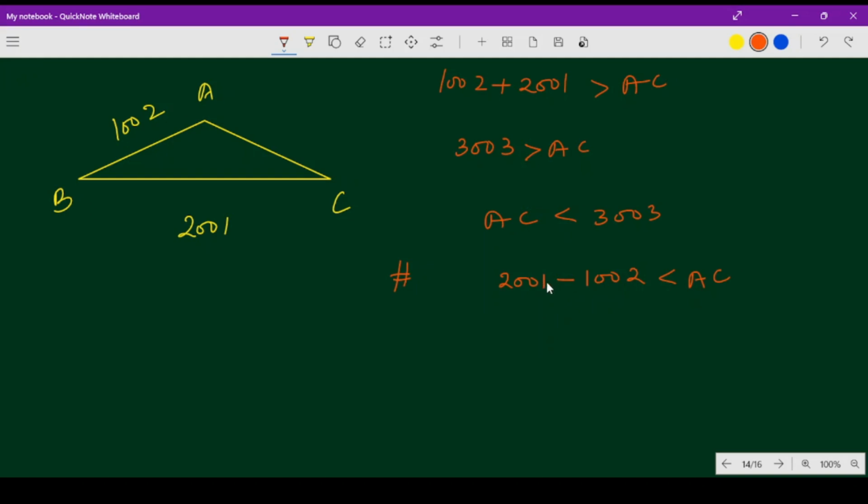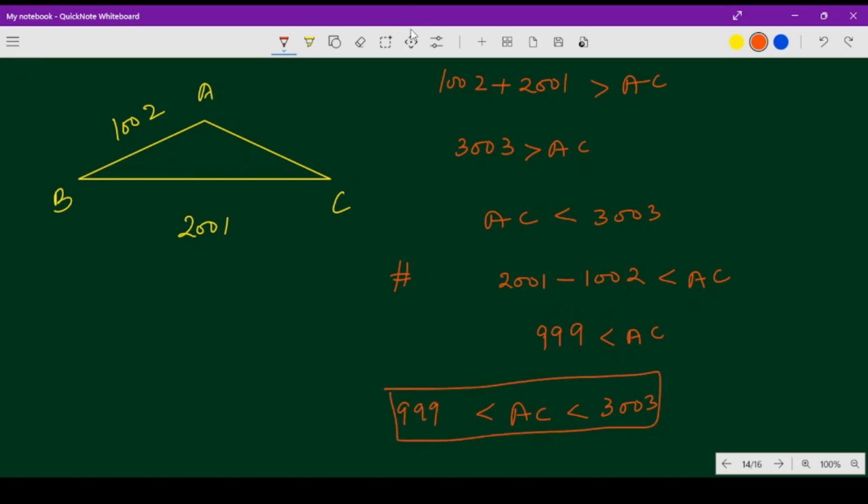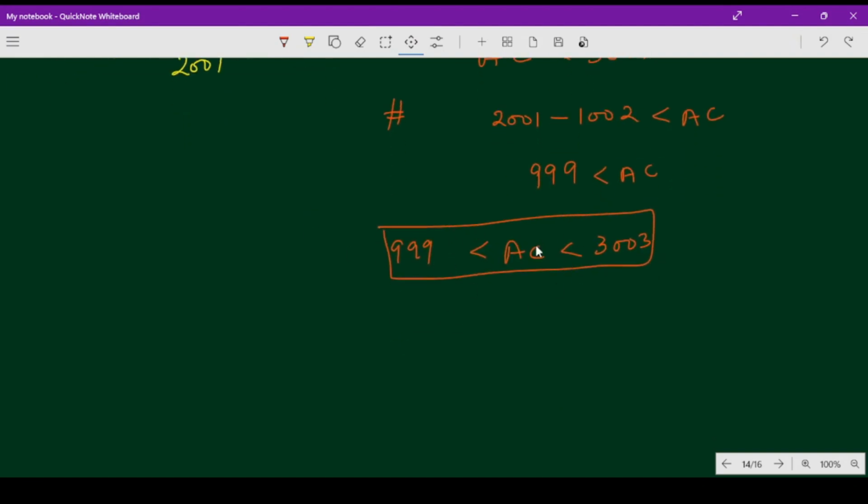So over here, 2001 minus 1002 is 999. So AC is lying between 999 and 3003. Between these two, we need to find the number of integers. So the number of values is equal to the difference of these two, minus 1.